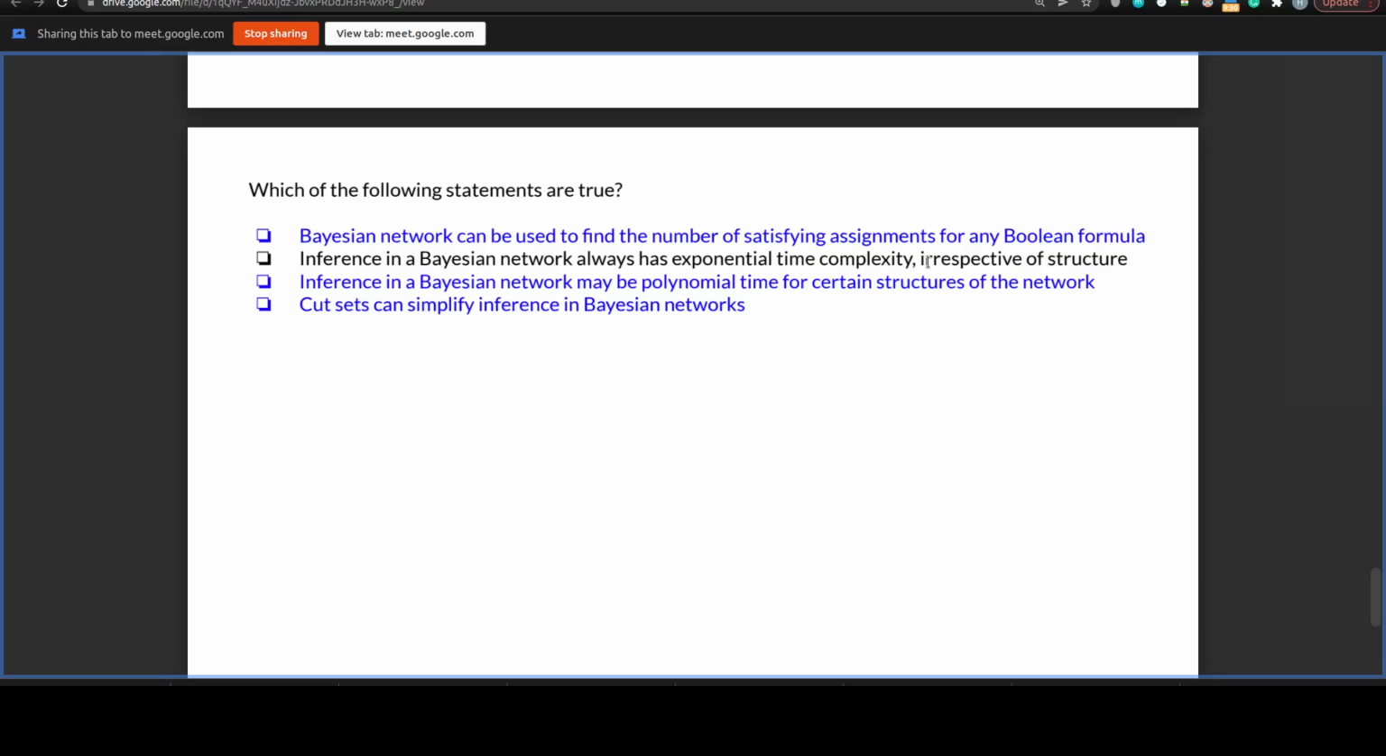And cut sets can simplify inference in Bayesian networks. That means if there are sets which are cut from the different graphs, you can simplify inference in a Bayesian network. Okay.